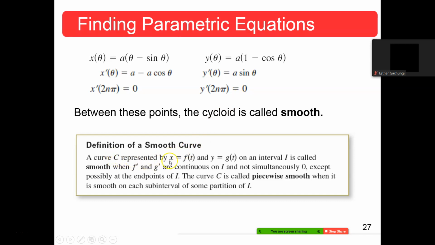A curve C represented by x equals f of t, y equals g of t on an interval I is called smooth when f prime and g prime are continuous. Notice this one is not, at those cusps, everywhere in between on I, and not simultaneously 0, which turns out to be at those points, except possibly at the endpoints of the interval. The curve C is called piecewise smooth when it is smooth on each subinterval of some partition of I, which this was.